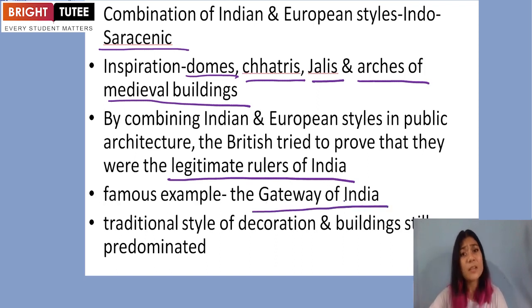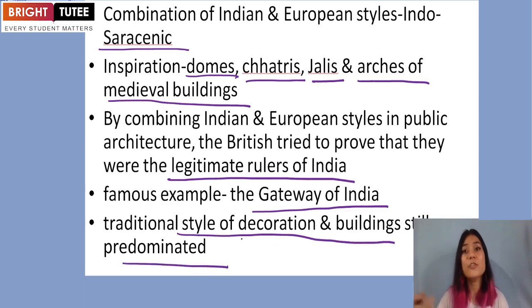Now, despite these three important styles of architecture that were present during the colonial rule in India, in Bombay, there were traditional styles of decorations and traditional styles of construction that existed in India, and that continued to predominate, continued to be important, and continued to be used by the natives and others as well.